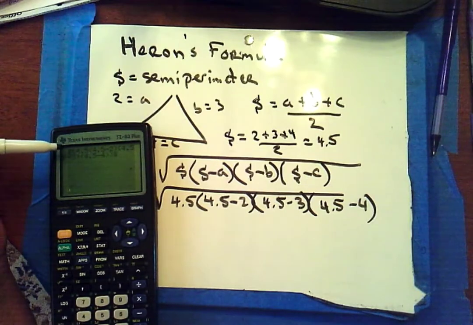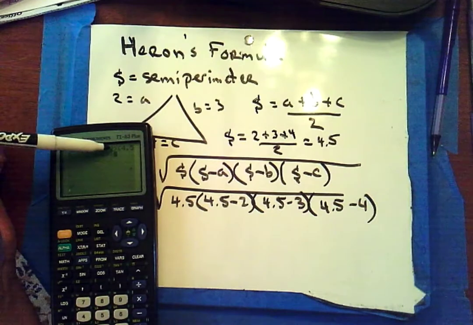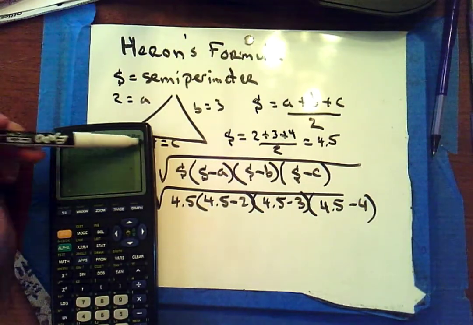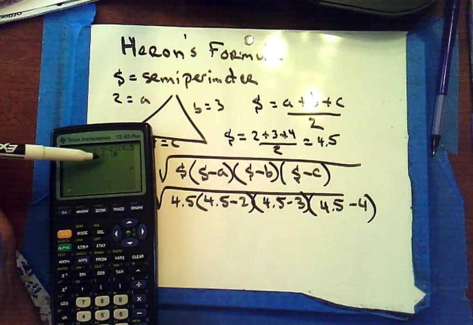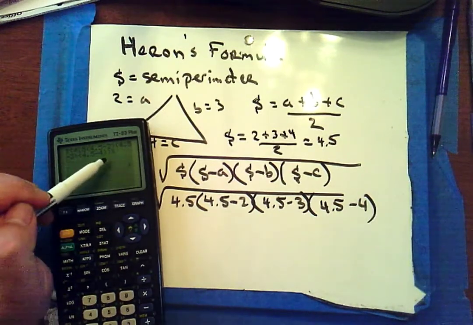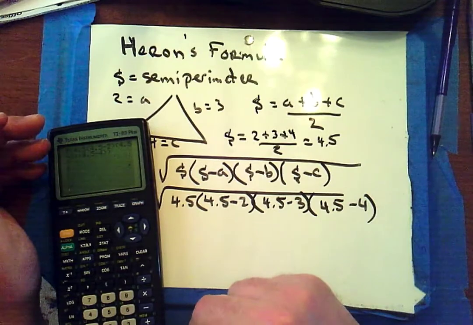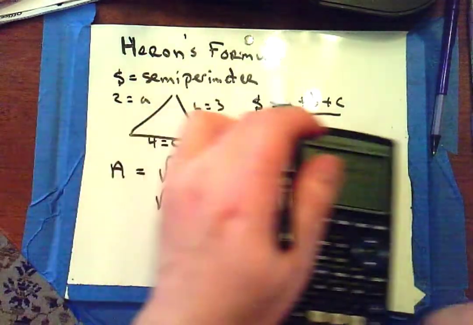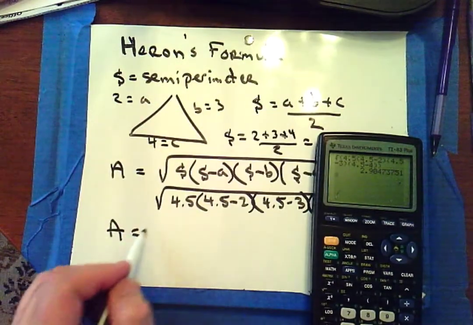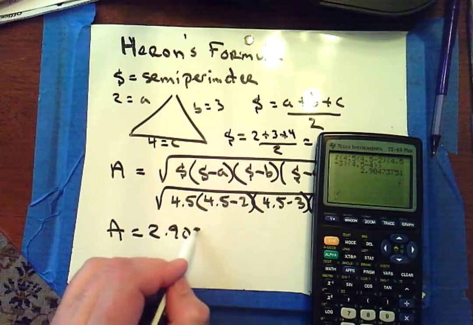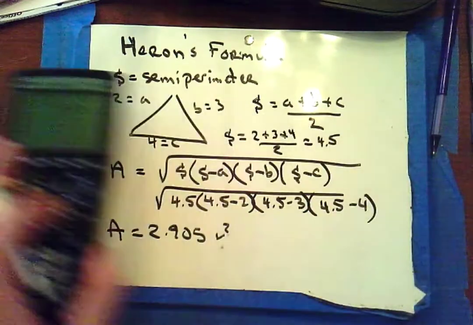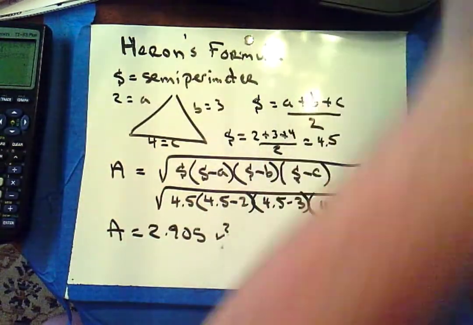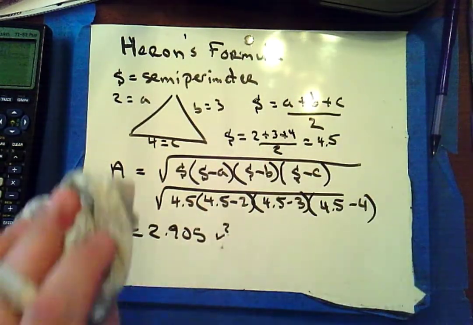Let's just confirm what we've got. Square root of 4.5, then 4.5 minus 2 in parentheses, 4.5 minus 3 in parentheses, and 4.5 minus 4 in parentheses, and then I close out the square root parentheses. And I get that the area is 2.905 square units. We didn't talk about what units these sides had, so that's all we've got.